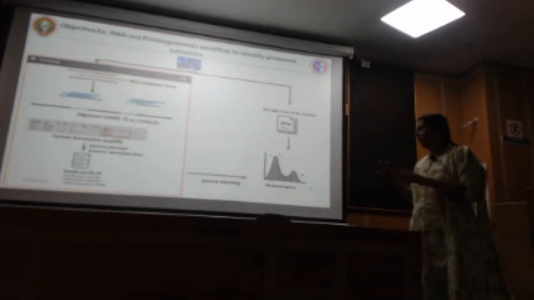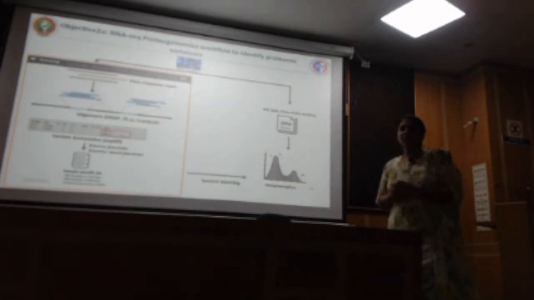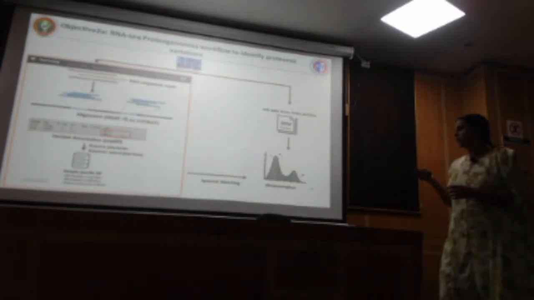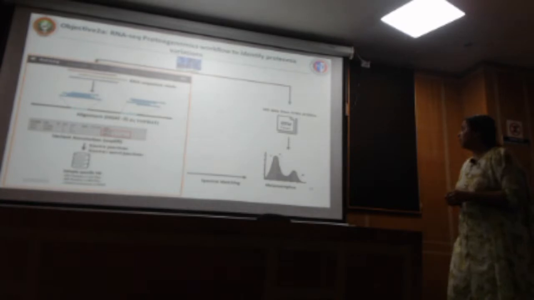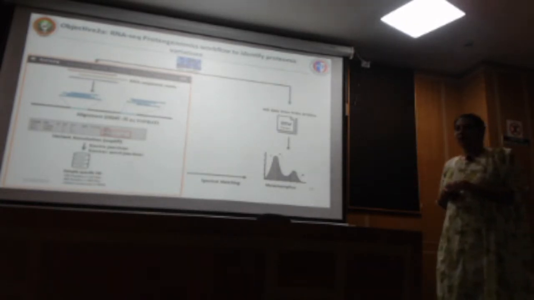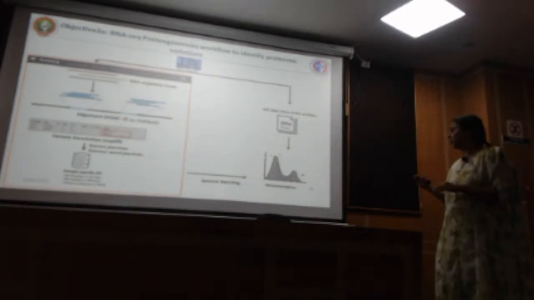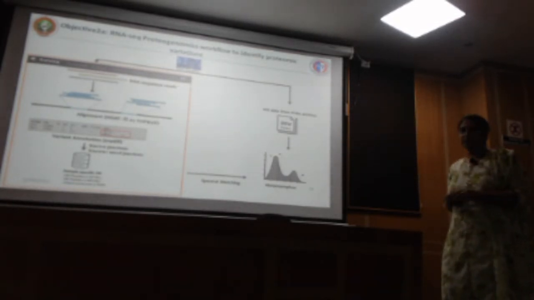So these three elements went into the creation of a customized sample-specific database for each of the samples. Ten such databases were created, one for each sample, and these were sent for spectral matching. Here the mass spectrometry data, the RAW files, were converted into MGF and sent to the MetaMorpheus tool for spectral matching.